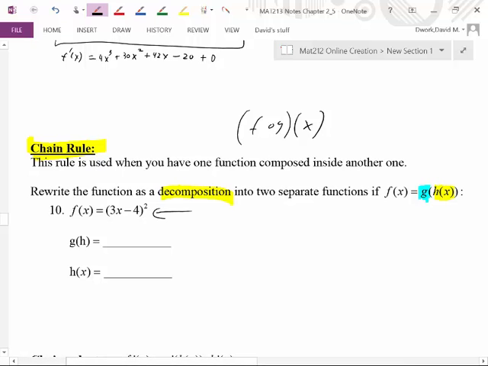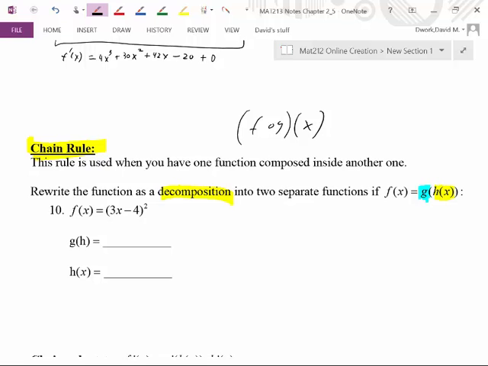So what I want you to do is take a peek, look at this function, and see if you can see one function inside another function. Okay? The inside function we're going to call h. The outside function we're going to call g. All right, so take a second, see if you can find it. I'll pause the video and take a guess at it. Okay, so unpausing the video.